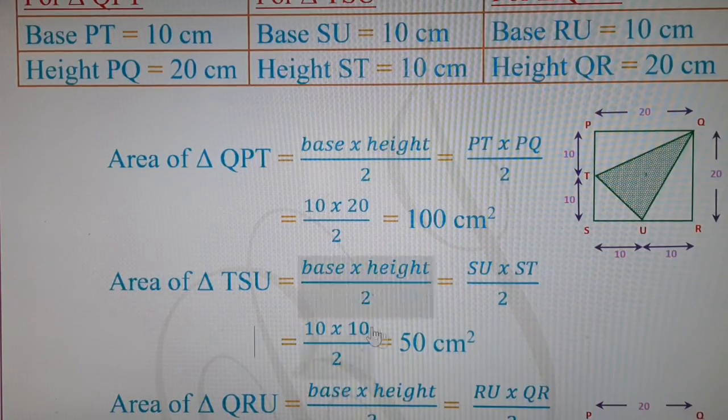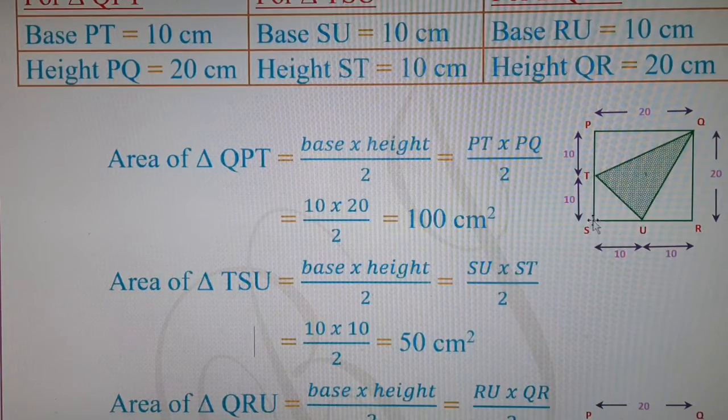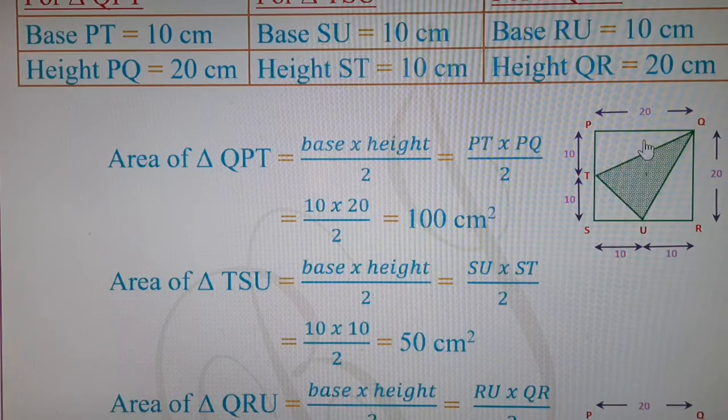Whenever an area question is given, we have to write the unit as meter square or centimeter square. So this power or degree 2 we have to write after the unit. Here centimeter is the unit, so we have to write the degree 2. So the area of triangle TSU is equal to 50 centimeter square. The first triangle, that is this white triangle, is 100 centimeter square. The second triangle TSU is 50 centimeter square.